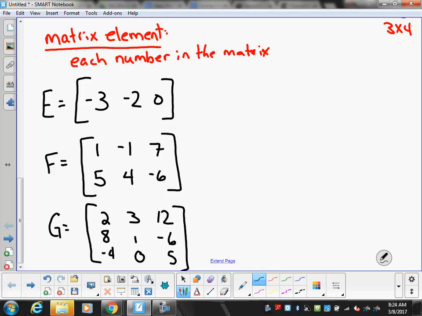Okay, so we're going to start out with this one, and you're going to tell me the dimensions, and then I'm going to ask you to find different elements. We'll talk about that in a second. So look at those, and you need to write down these three. Leave some space out to the side of it so we can talk about them. These are three different matrices, so there's three different dimensions here.